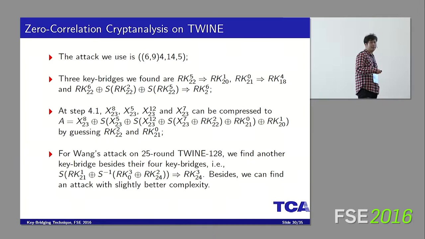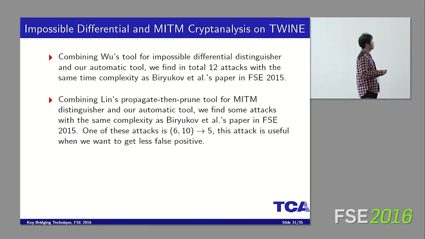Combining impossible differential and meet-in-the-middle attacks, we combine Wu's tool for impossible differential distinguishers with our automatic search tool. We found in total 12 attacks with the same complexity as Boura et al.'s paper in FSE 2015. Combining Lin's propagate and prune tool for meet-in-the-middle distinguishers with our automatic search tool, we find some attacks with the same complexity as Boura et al.'s paper in FSE 2015. One of these attacks is like this. This attack is useful when we want to get fewer false positives.